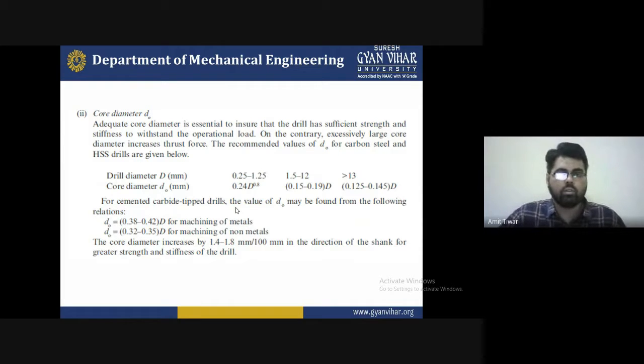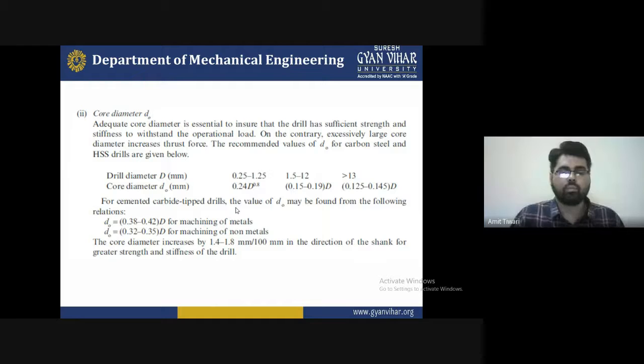So this is the drill diameter D: 0.25 to 1.25, 1.5 to 12, and greater than 13, and not less than 13. So select the core diameter in mm accordingly. If you are selecting 0.25 to 1.25 in drill diameter capital D, then you must select 0.25 D to the power 0.8 for the small d. It is a requirement for that.